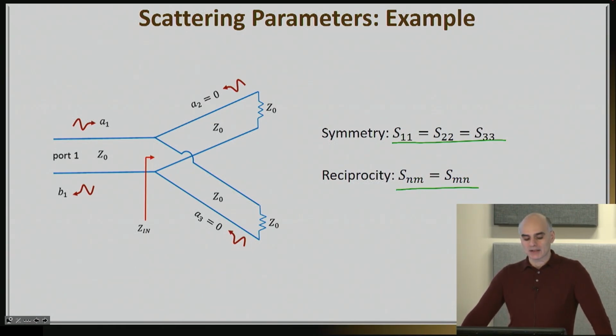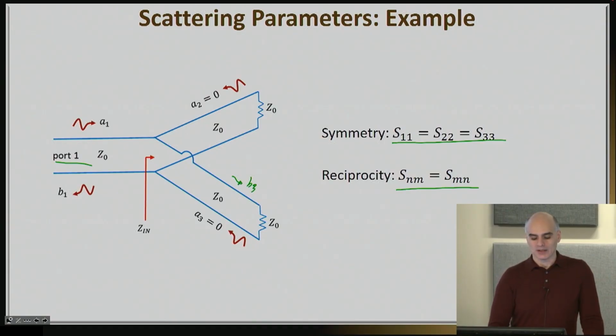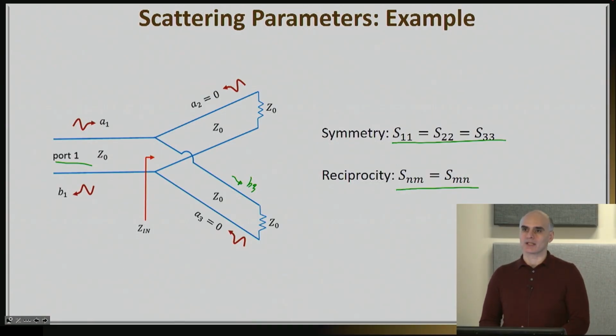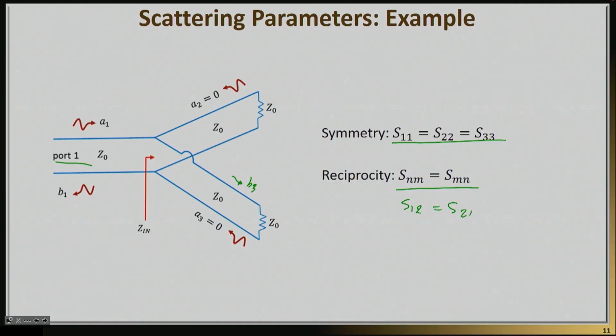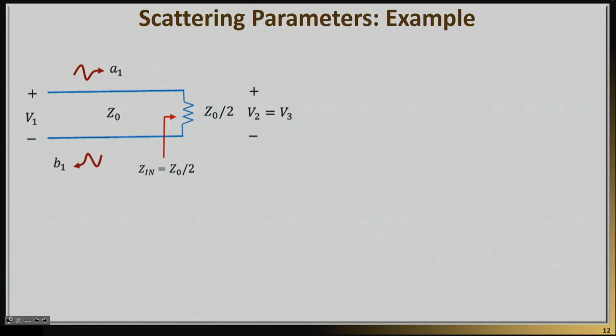In other words, it doesn't matter if you excite port number 1 and look at, let's say, B2 or B3, you can also excite port number 3 and look at the output from port number 1. That's what reciprocity says. So that means, for example, that S12 will be equal to S21. This is a general property, as we'll see later on, for all networks. But I would like to use this property for this network to make life simple. Because of symmetry and reciprocity, I don't have to calculate much more here. What I do need to calculate is my S21.